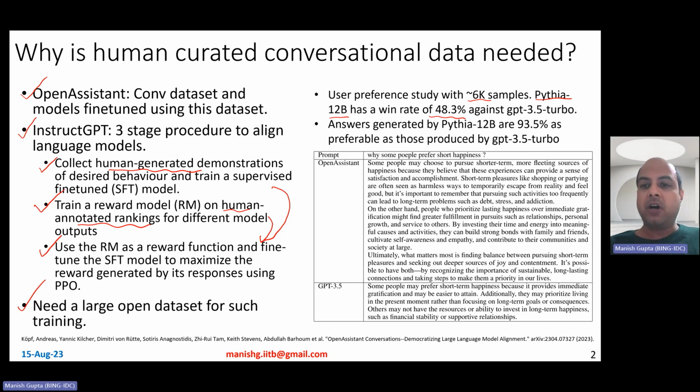Here is an example of a prompt, why some people prefer short happiness, and here is an example of an answer by OpenAssistant versus GPT 3.5. Of course, what you observe straight off is that the answer is pretty long and elaborate in nature, but if you read it more carefully, you would also observe that it covers multiple opinions and points of view, compared to the pretty short and very small focused answer by GPT 3.5.